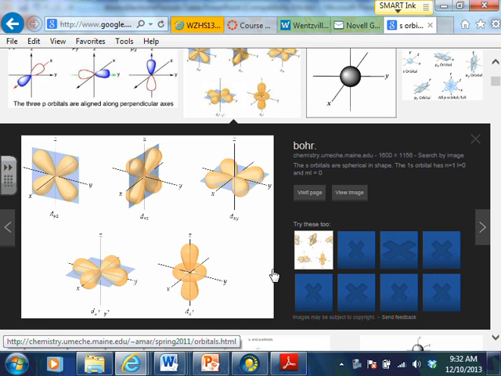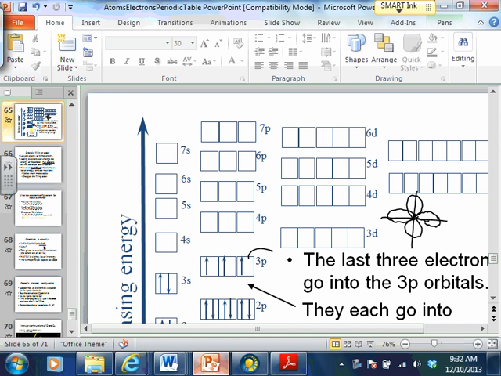And all that is, it's a mathematical calculation that is done, and it basically says, okay, this is the shape of the room the electrons can be found in, okay? So that's all that S, P, D, and F really means. Does that make sense? Kind of, hopefully?